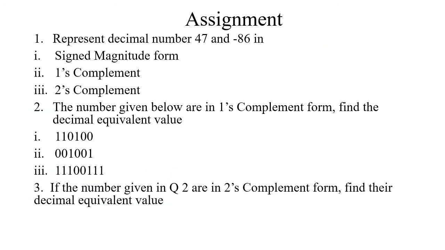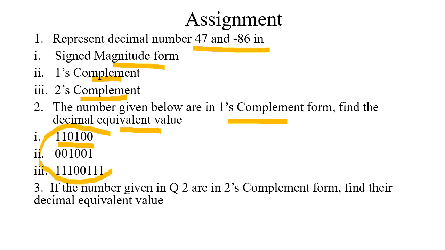Now, this is the assignment for the student. You have to represent the decimal number 47 and minus 86 in sign magnitude form, in 1's complement form and in 2's complement form. Second question. Given the numbers below, if the numbers are in 1's complement form, find their decimal equivalent value. If 110100 is in 1's complement, what is its decimal equivalent value? For question number 3, if all these three different numbers are in 2's complement form, you have to find the decimal equivalent value.